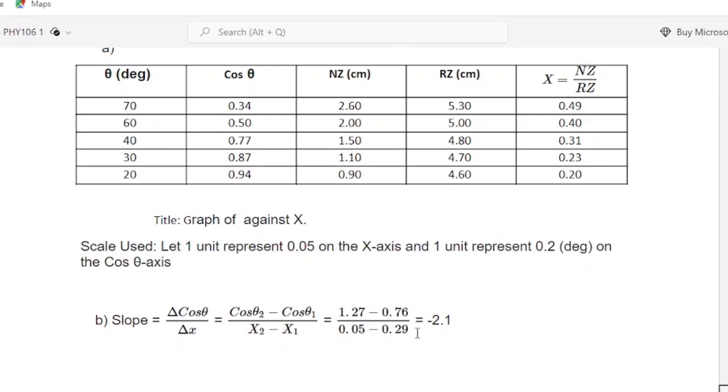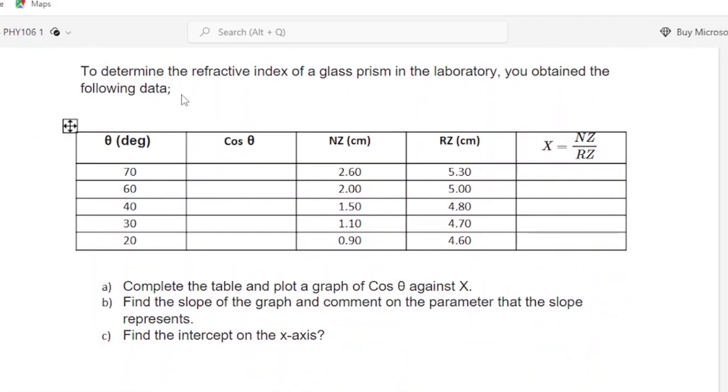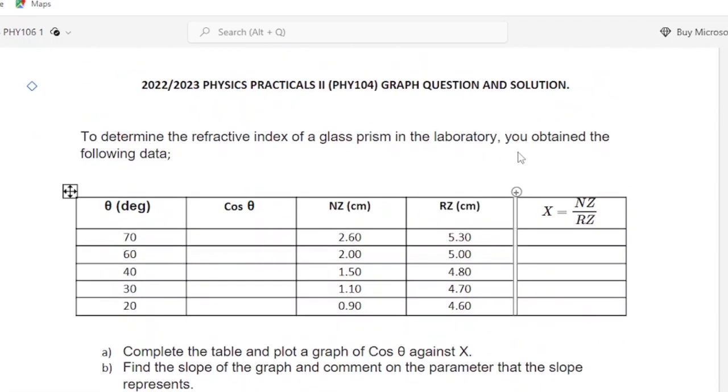It entails that in this work, there was an error, not in the solving here, but in this table. This table has an error. So that's what they said: you obtain the following data. So this data was wrong. It's a question given intentionally, all right?